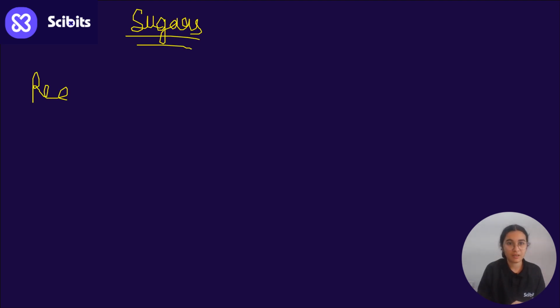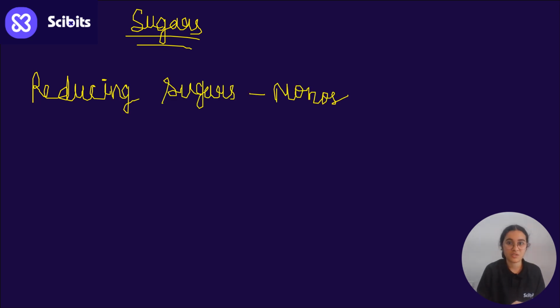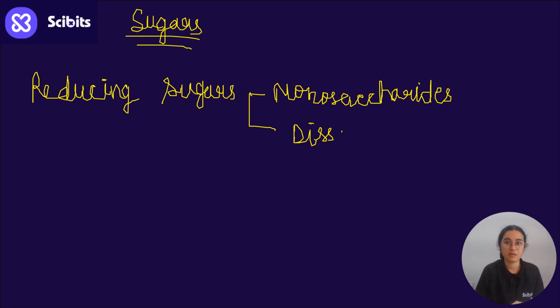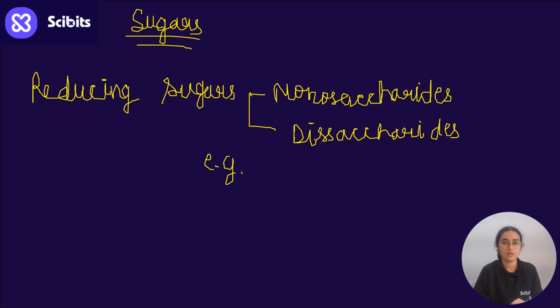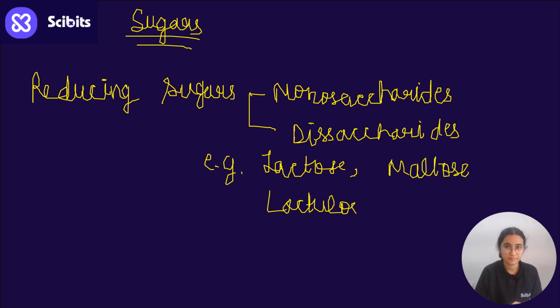So there is a term named reducing sugars. So mostly monosaccharides are reducing sugars. Monosaccharides means there is a single unit, but there are disaccharides which behave as reducing sugars. So examples of disaccharides that are reducing in nature are lactose, maltose, lactulose, and cellobiose.